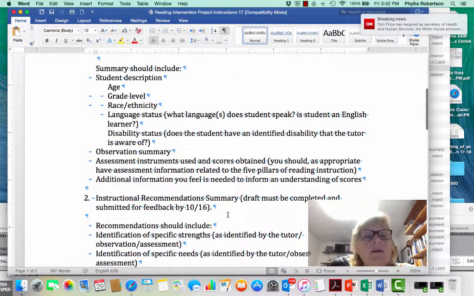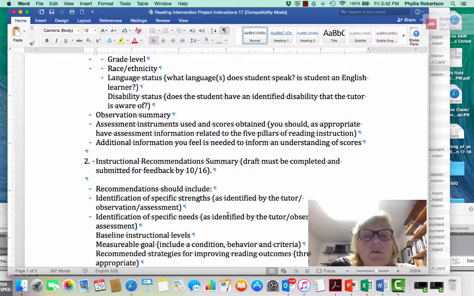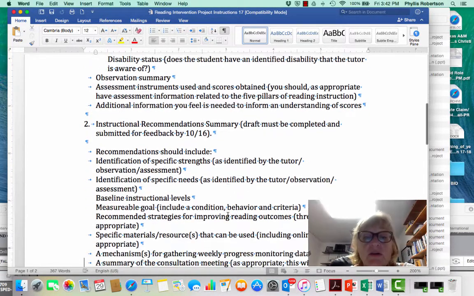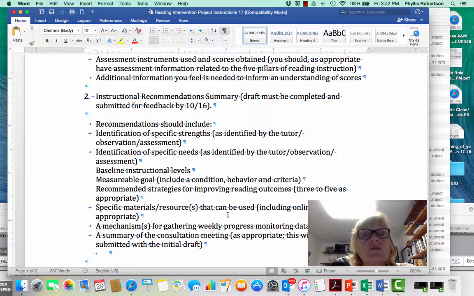Then after you have gotten all your assessments and you've summarized that information, you're going to come up with a recommendation summary for what you would recommend doing with this student, either what you're going to do yourself or what you're going to do via a consultation model. Excuse me for struggling with my language there. So identify specific strengths. Those can be things that are identified by your tutor, through your observation and the assessment, or any and all of the above. So you're going to identify the student's strengths.